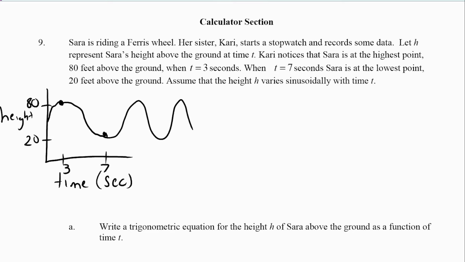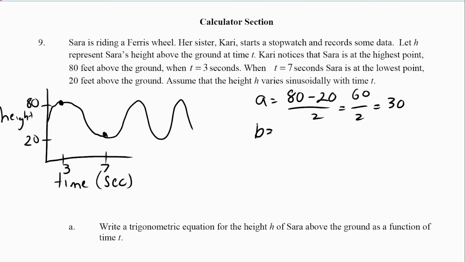So let's figure out our values to help us create this equation. Let's start off. A is going to be equal to the max, which is 80, minus the min, which is 20, divided by 2. So up top we get 60 divided by 2, and we should get 30 for the a value.